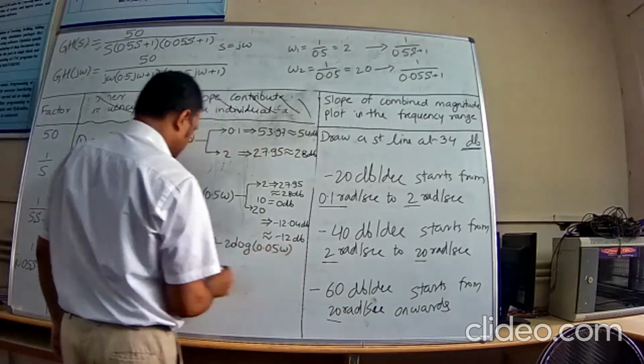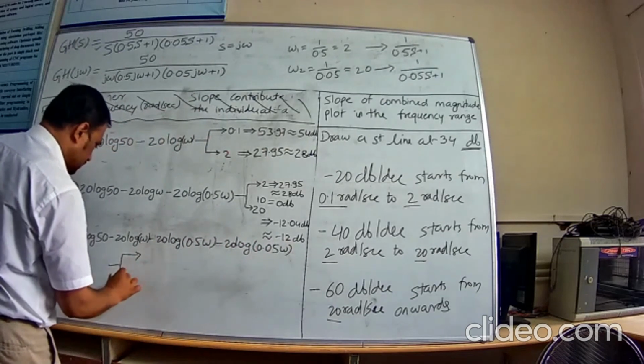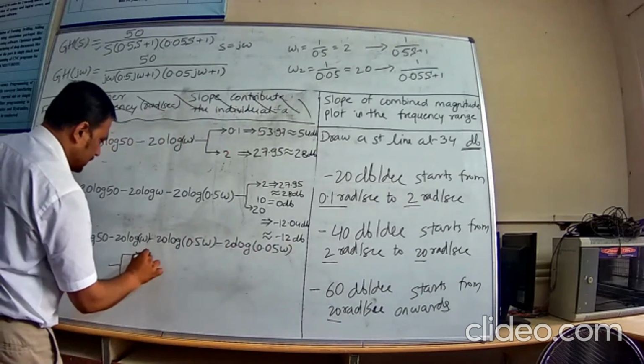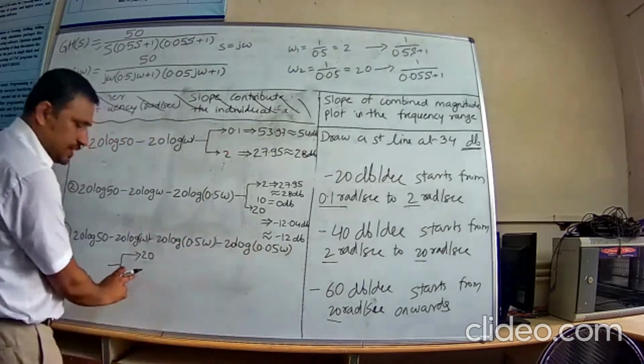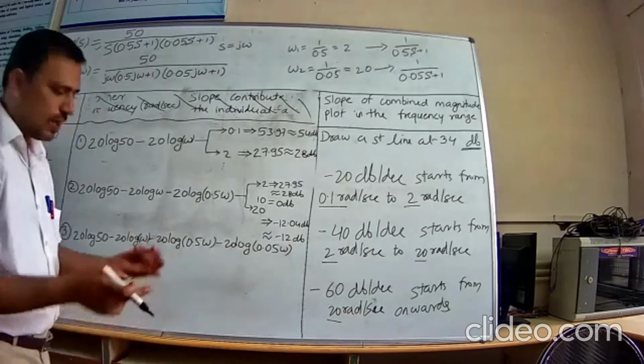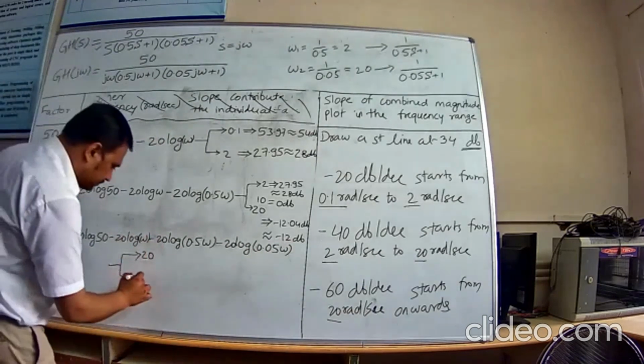0.05 into omega. Okay, here, what is the range? We have to take the range as 20 as the starting range, because here we have stopped at 20 and this range must be more than 20. You can use 30, 40, 50, 60, something like that. Okay, I will use 100.